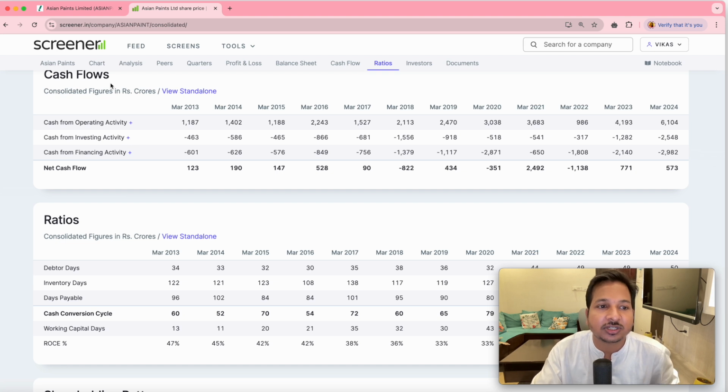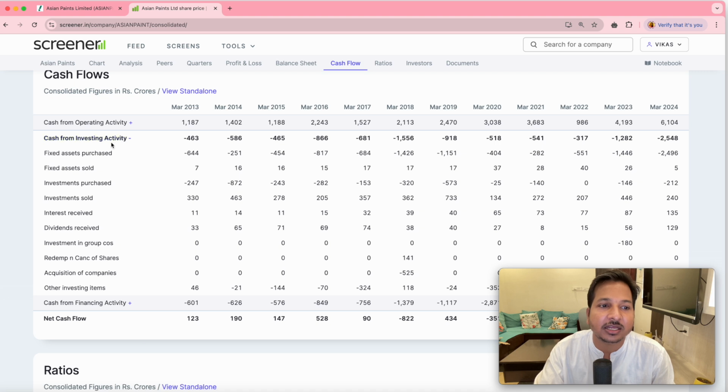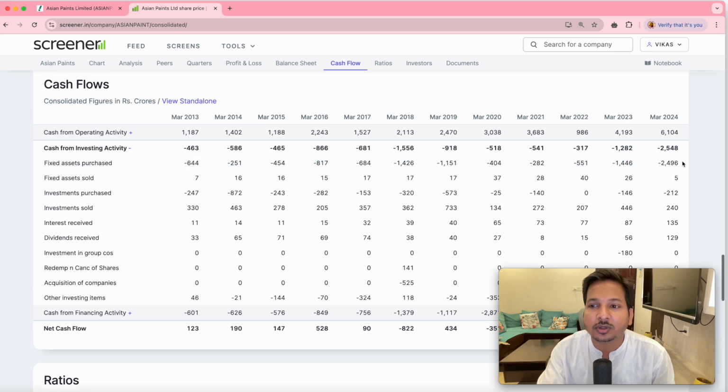In the cash flow statement, under cash from investing activity, the first item, fixed asset purchase, is the number you have to see. This is March 24 data. Next month the March 25 data will also be there, and you can use that. This is negative because the money is going out of the company.